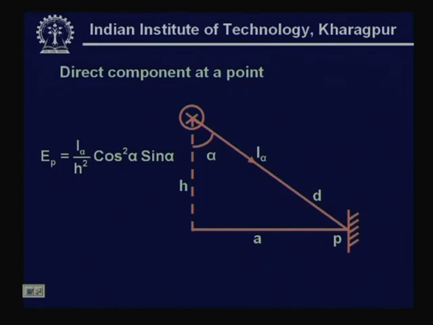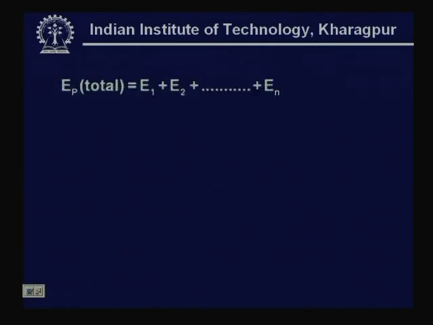we go back to the photometric laws. Then the direct component on a vertical plane at a point P, when the line joining the point source to P makes an angle alpha with the vertical to the ground, we get EP in terms of I over H squared cos squared alpha sin alpha. This was from the cosine law of illumination which we saw in photometry.